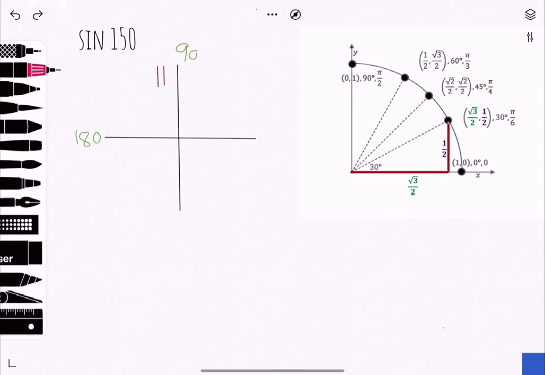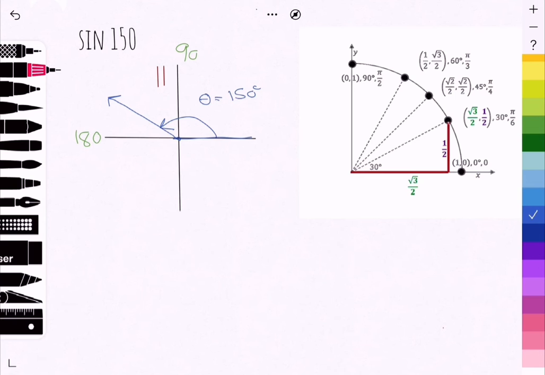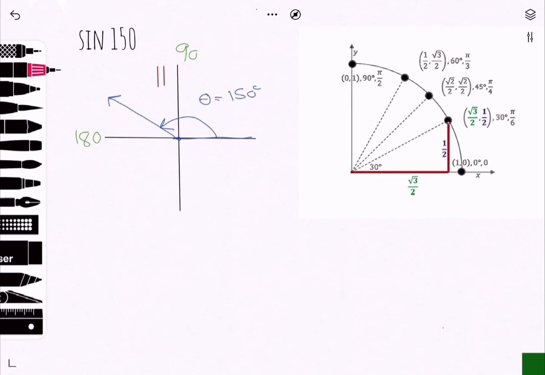The first example: if they give you sine 150 and tell you to use the reference angle to find the trigonometric function or ratio, the first step is to draw or sketch your angle. We know that 150 is between 90 degrees and 180 degrees. Since we found our angle, we need to spot our reference angle as well. The reference angle is the closest part to the x-axis, which should be here. Now the second step is to subtract the given angle from 180, which equals 30 degrees. Now that you've found your reference angle for 150, you should go to your unit circle value.